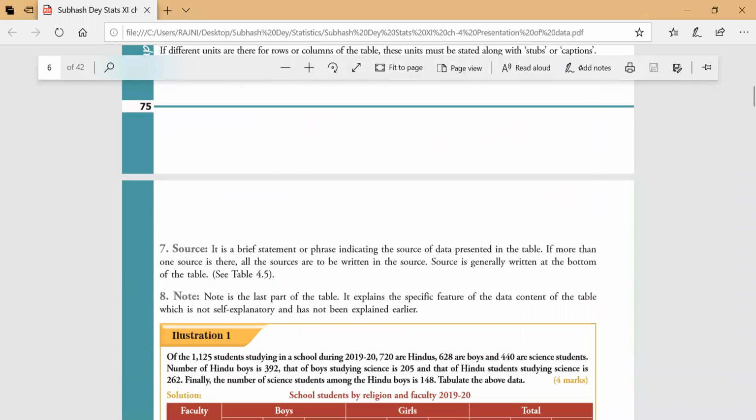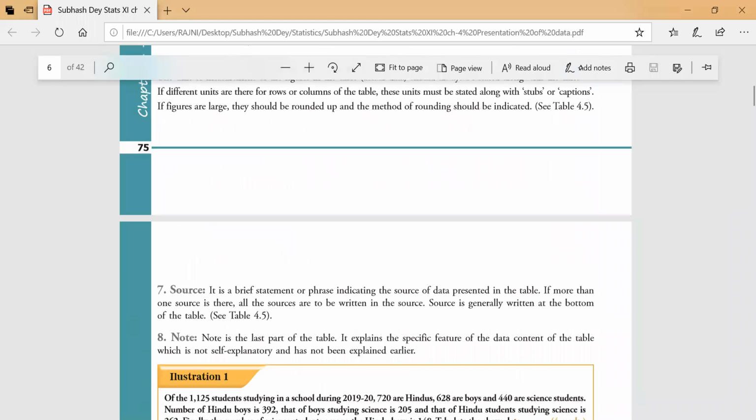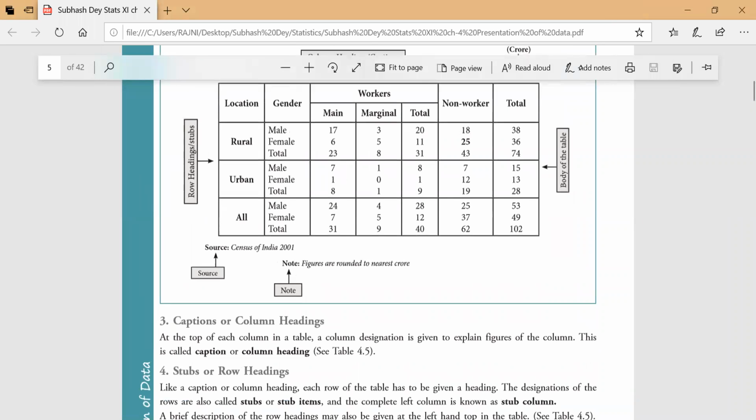After that, sources. Sources means the sources of data. From where did you collect that data? You should also define the sources. Like we can say, from where did you get the data. Source is Census of India 2001. These are the sources of data.